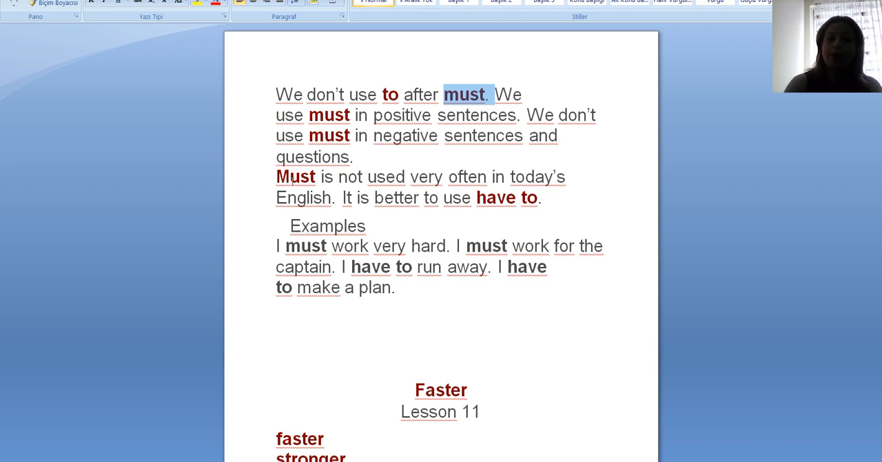And now we start: must is not used very often in today's English. Bugünlerde çok fazla kullanılmıyor. Genelde have to'nun kullanılması daha uygun görülüyor. It is better to use have to. Examples: I must work very hard. I must work for the captain. I have to run away. I have to make a plan.